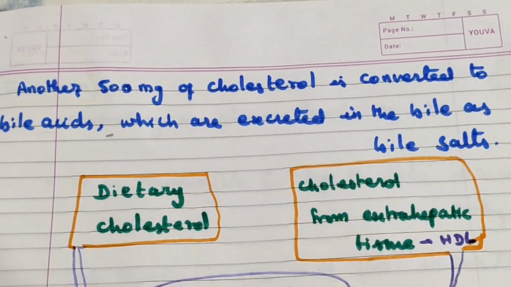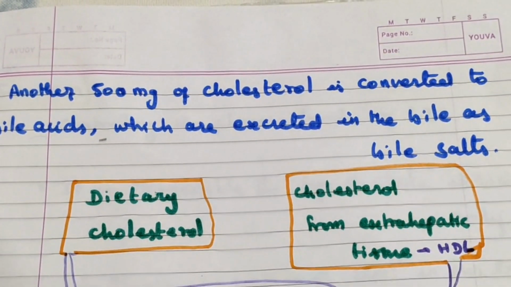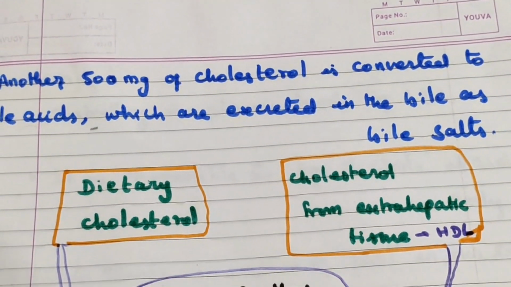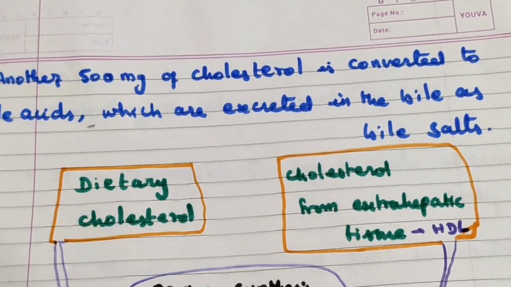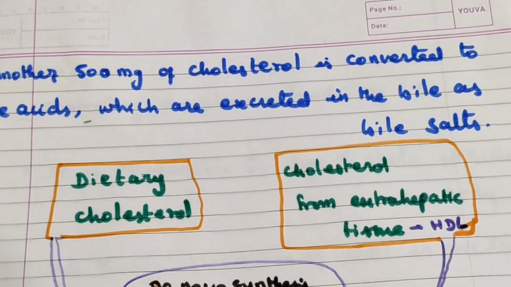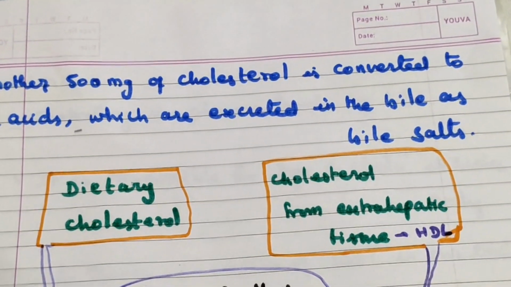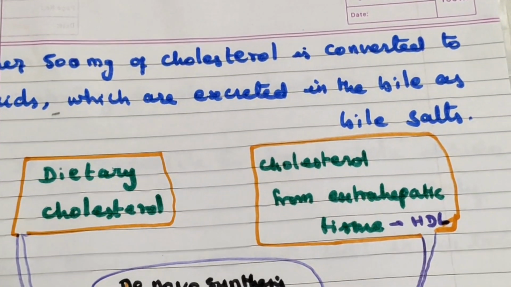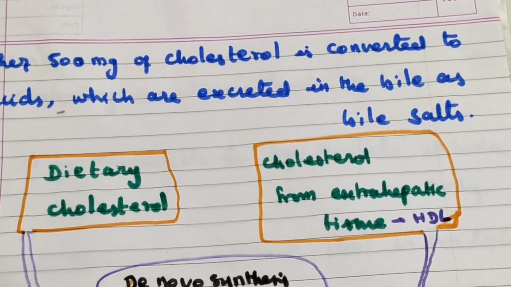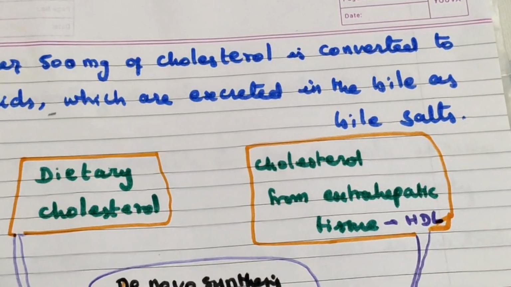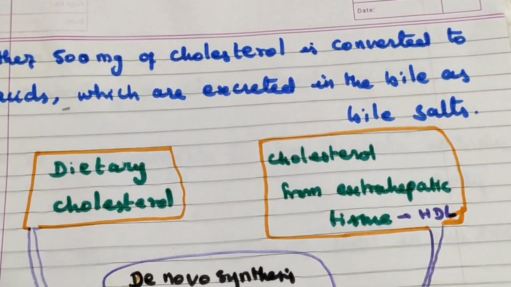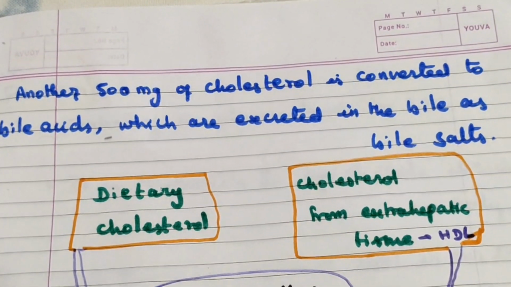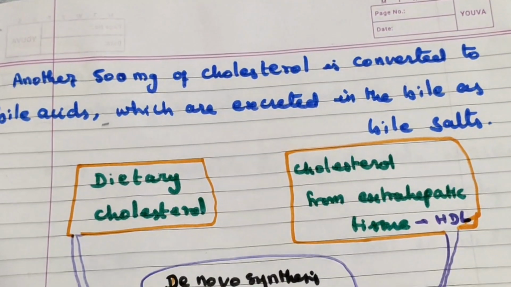Another 500 mg of cholesterol is converted into bile acid. Again, it can be attached with sodium and potassium to make a salt that is excreted in bile in the form of bile salt. That is the daily turnover, how exactly cholesterol excretion occurs inside our body. So 500 mg goes as bile salt, bound with sodium and potassium.